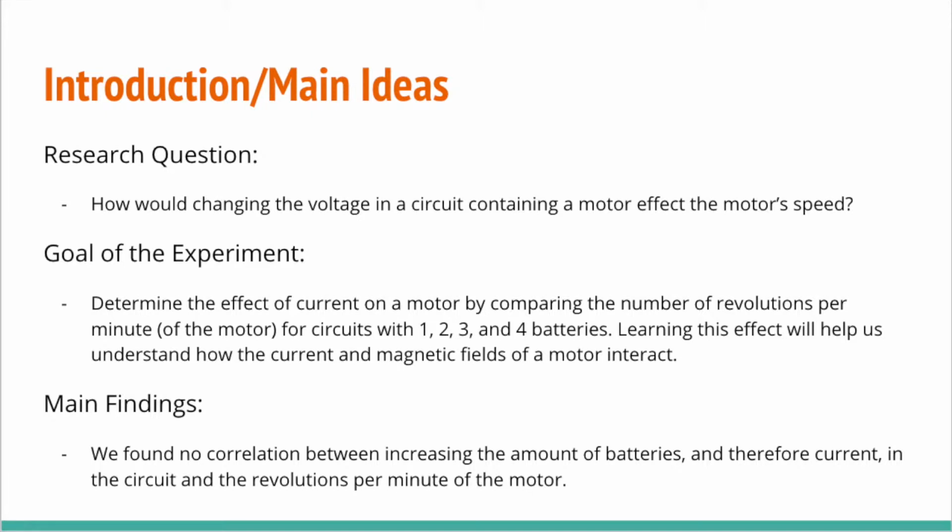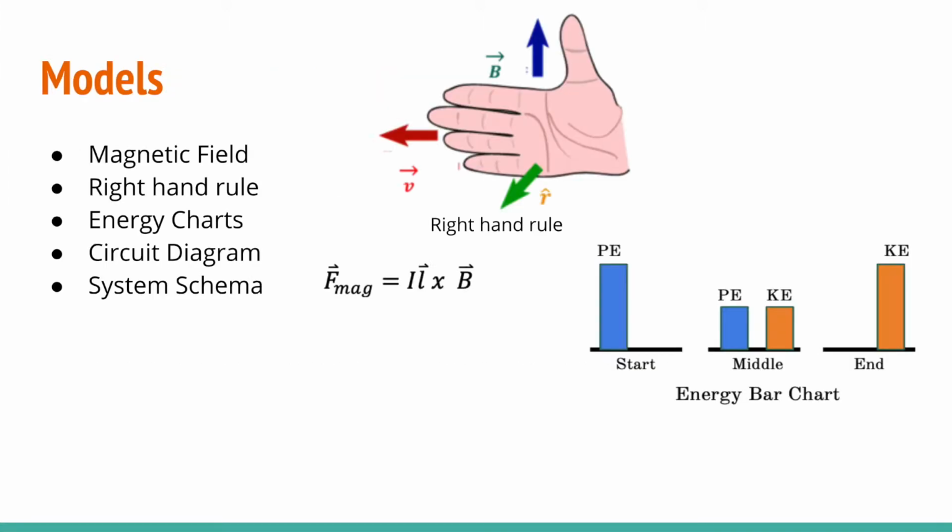Our main findings were that there was no correlation between increasing the amount of batteries in the circuit and the revolutions per minute of the motor. The models for this lab were magnetic field, the right-hand rule, energy charts, circuit diagrams, and system schema.